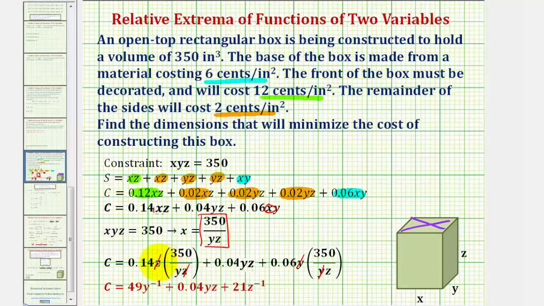So for this first term, if we find this product and then move the y up, we would have 49y to the negative 1. And then for the last term, if we found this product and move the z up, we'd have plus 21z to the negative 1. So now our goal is to minimize this cost function. So for the next step, we'll find the critical points.